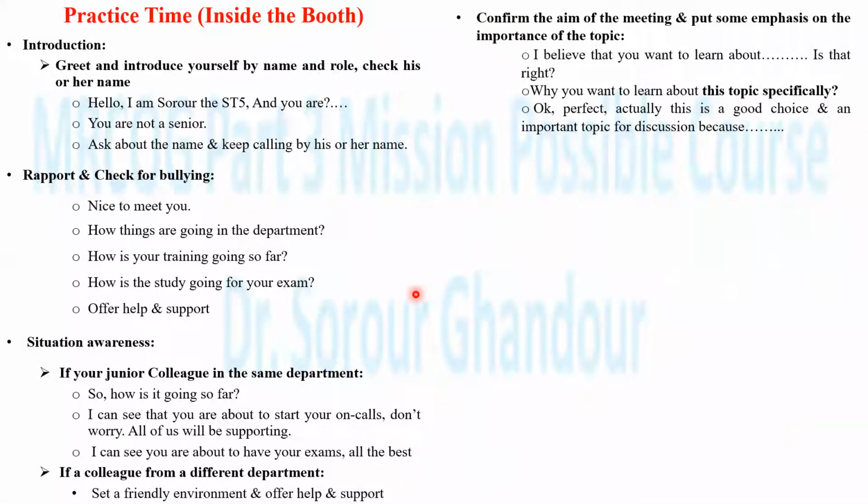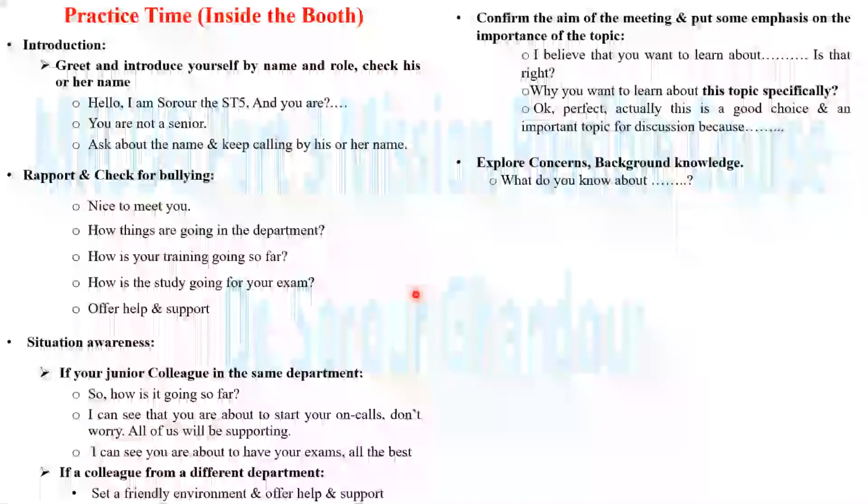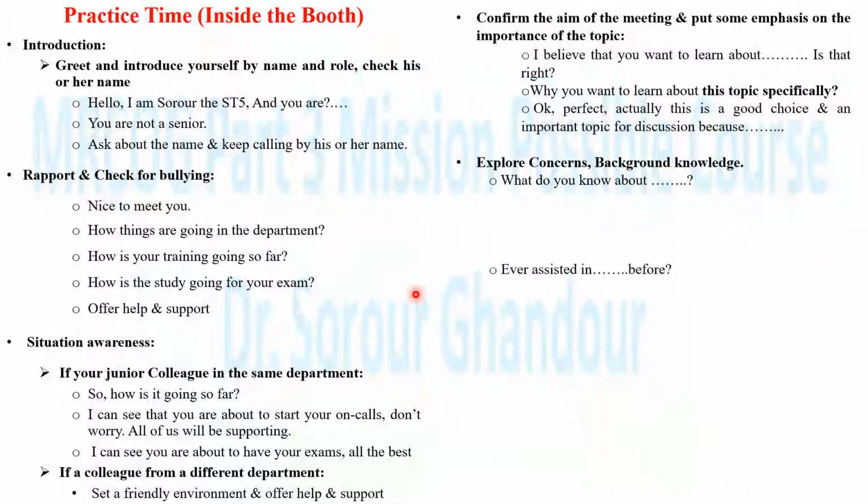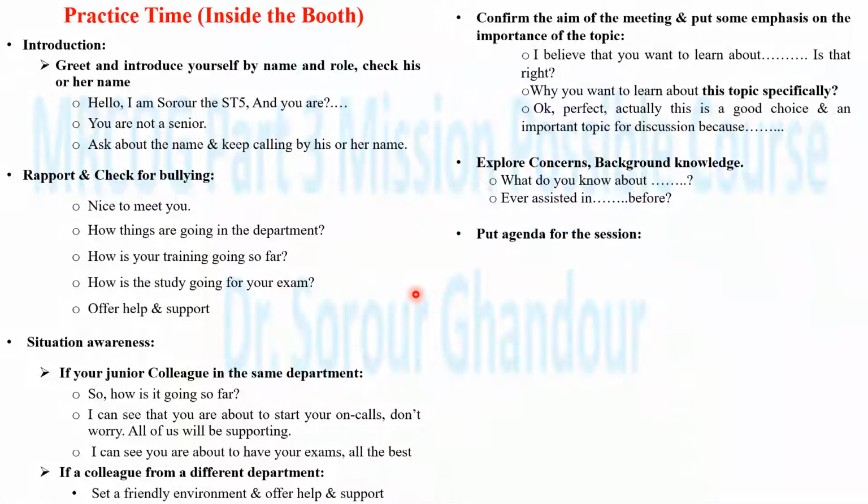Perfect. That's a very good choice. Put an emphasis on the importance of the topic, and then explore the concern and the background. This is a point of information gathering. What do you know about shoulder dystocia? Have you ever assisted in delivery of a baby who had shoulder dystocia before? This is the background of the candidate.